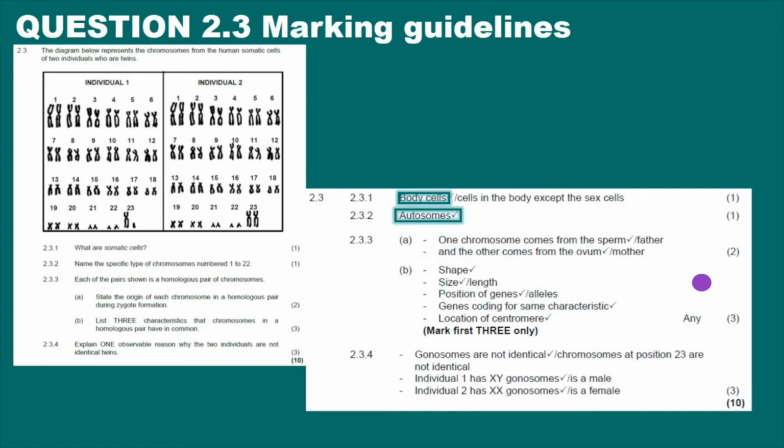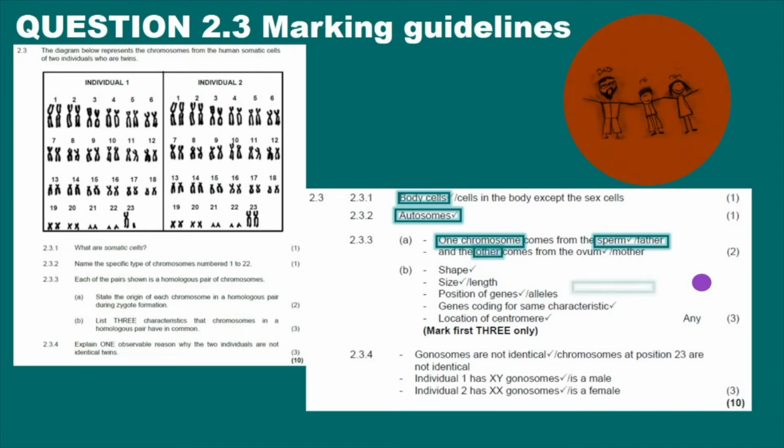Then question 2.3.3, each of the pairs shown is a homologous pair of chromosomes. State the origin. So where do these two chromosomes come from? One chromosome will come from the sperm cell, or from the father, and the other one will come from the ovum, also known as the mother. Then B, list 3 characteristics that chromosomes in a homologous pair have in common.